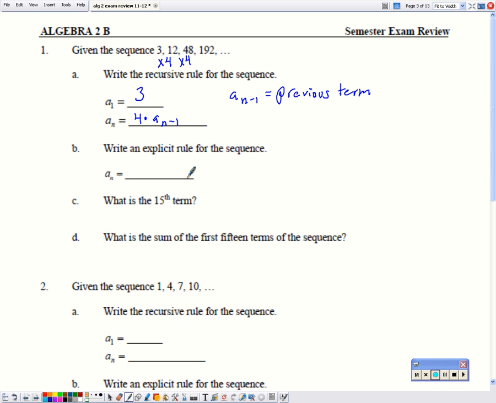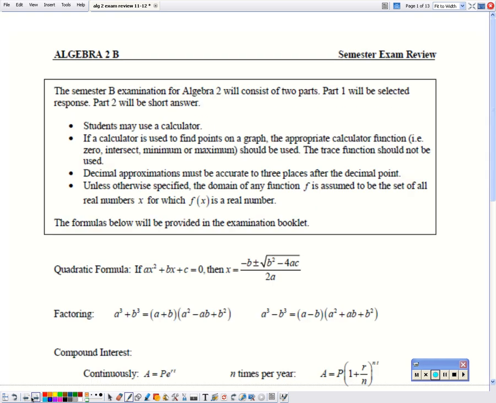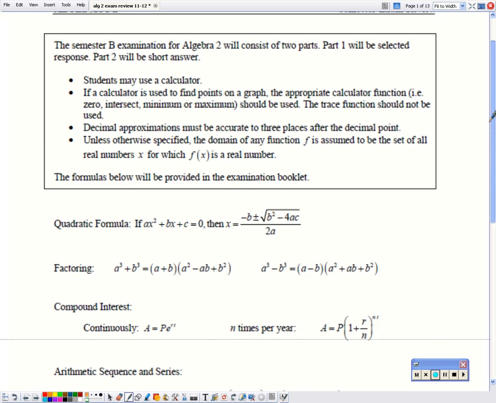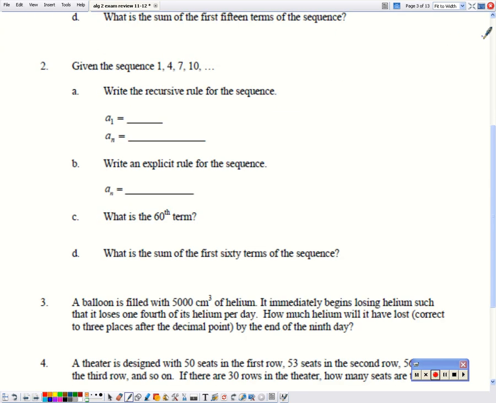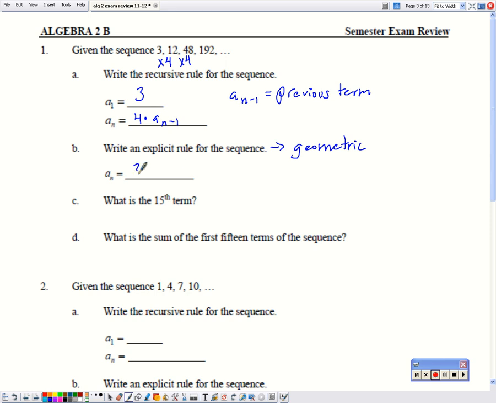Okay. Number 2, or 1b, write an explicit rule for the sequence. Well, we want to remember that this is a geometric sequence. And so, for a geometric sequence, our formula that we can see right in our exam review packet, right there on the first page, is first term times the ratio raised to n minus 1. So, the first term is 3, the ratio is 4 raised to n minus 1.